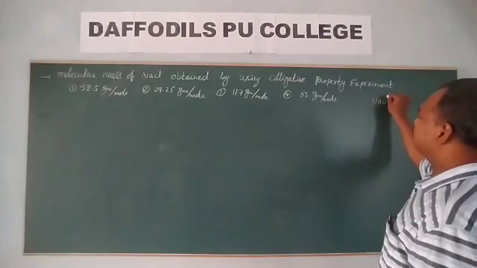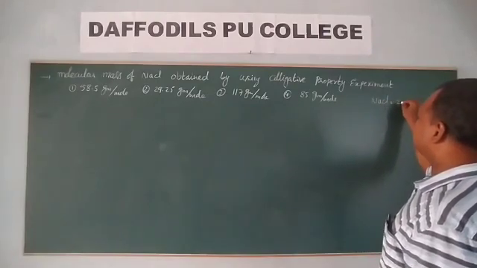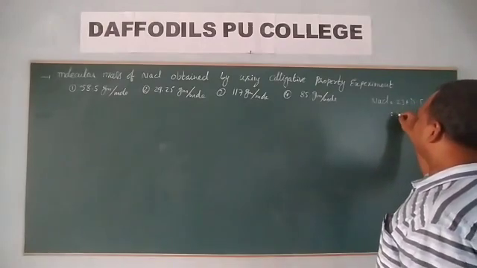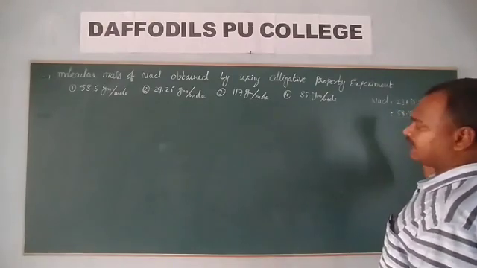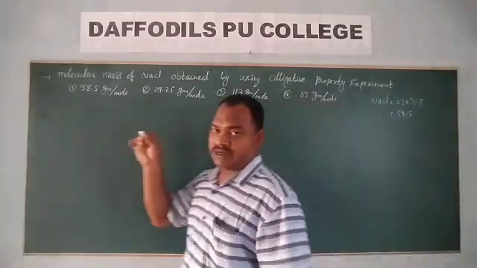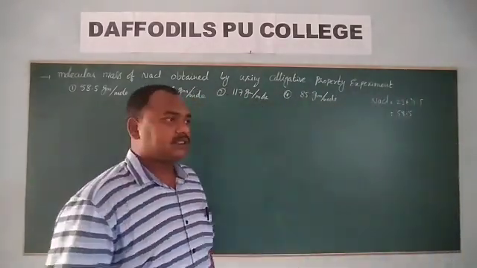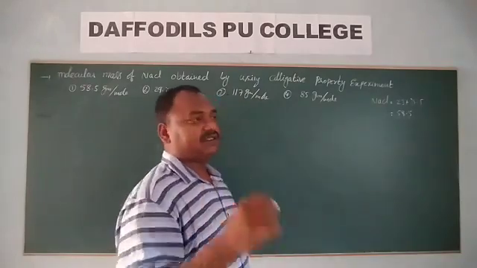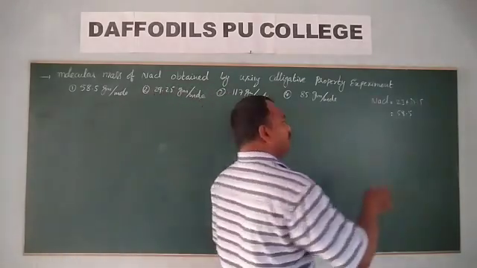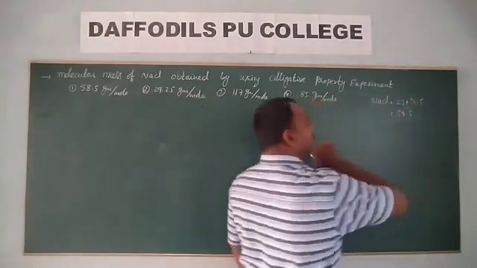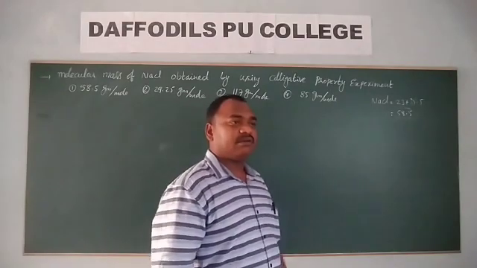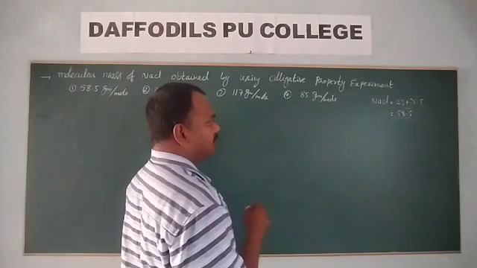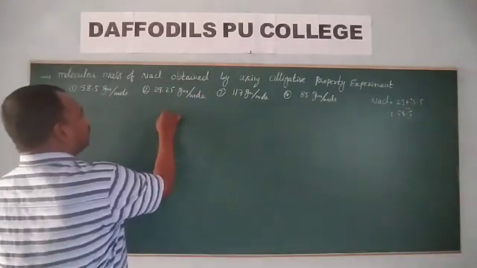The calculated molecular weight of sodium chloride is 23 plus 35.5, which is 58.5. This is the calculated molecular weight of sodium chloride. But when we do the colligative properties experiment, we do not get this value. Then what is the value we are obtaining? How are we going to calculate that? So look at this one.